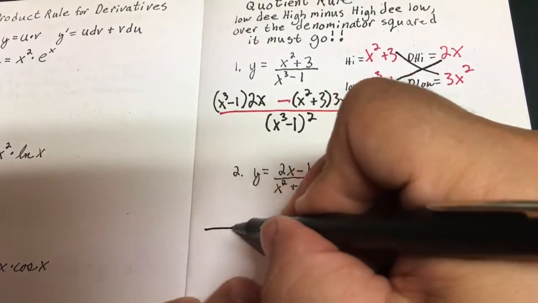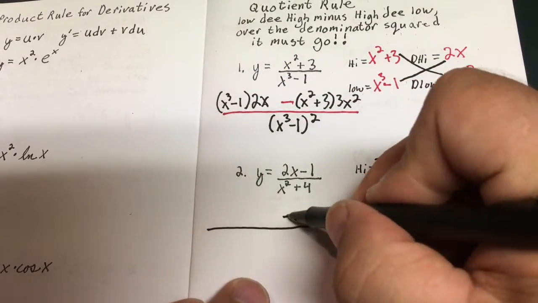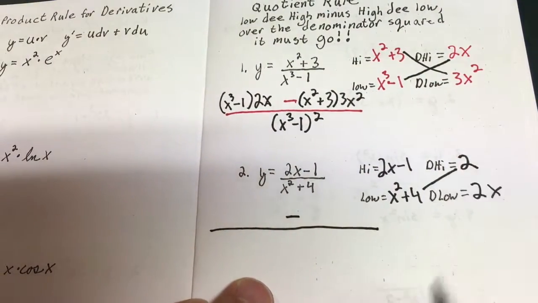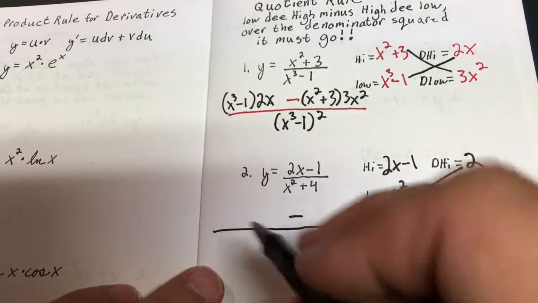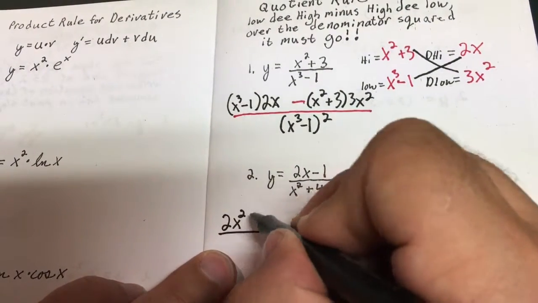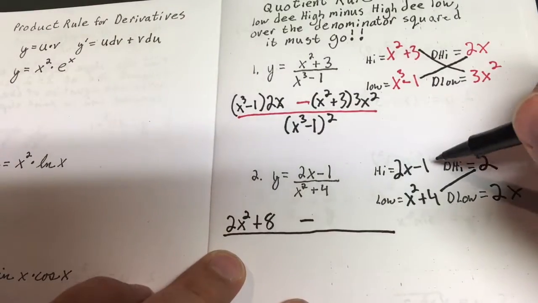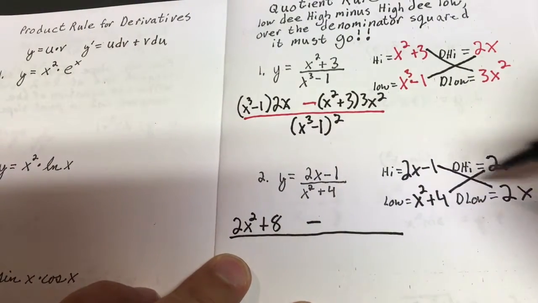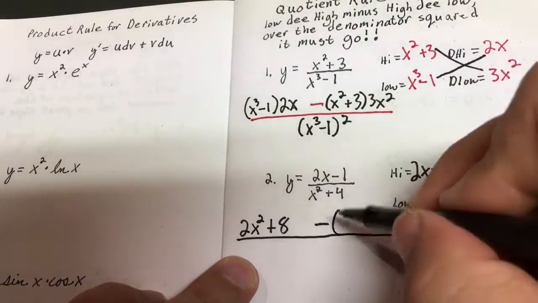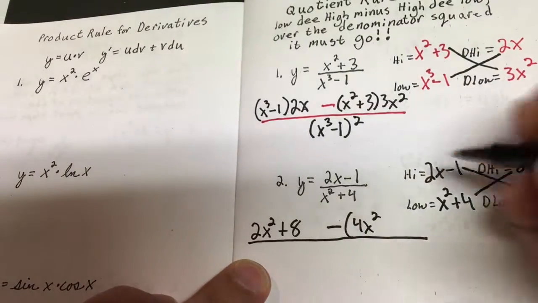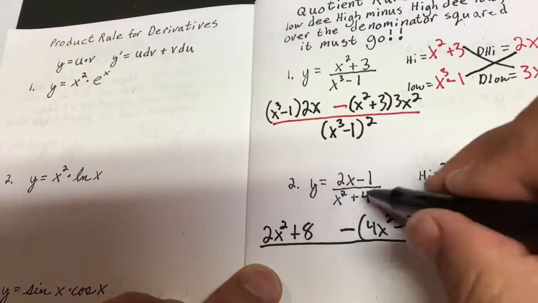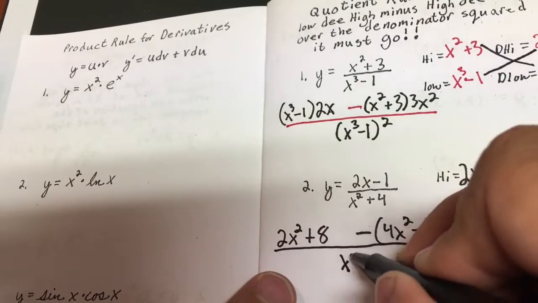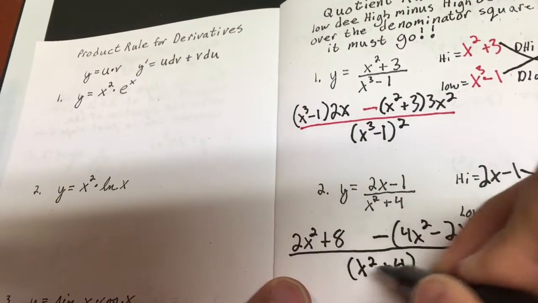I'm going to set up my template with a minus sign, and it's going to be low d high. I might distribute that. That's going to give me 2x squared plus 8, minus high d low. I might distribute that. That's going to give me 4x squared minus 2x. All over the denominator squared, it must go. So x squared plus 4 squared.